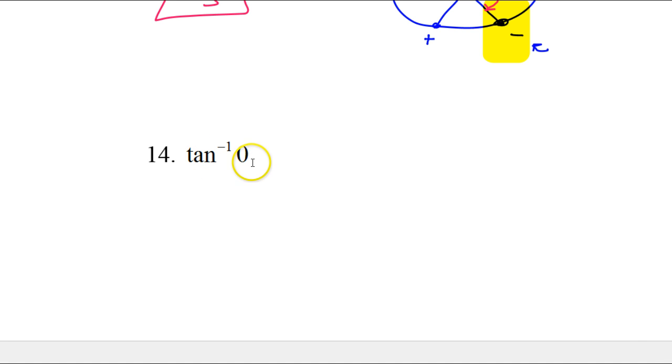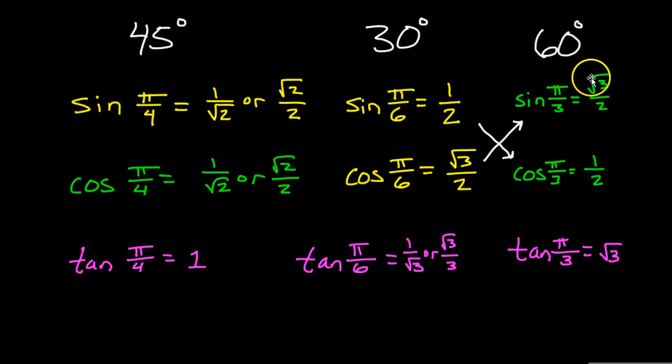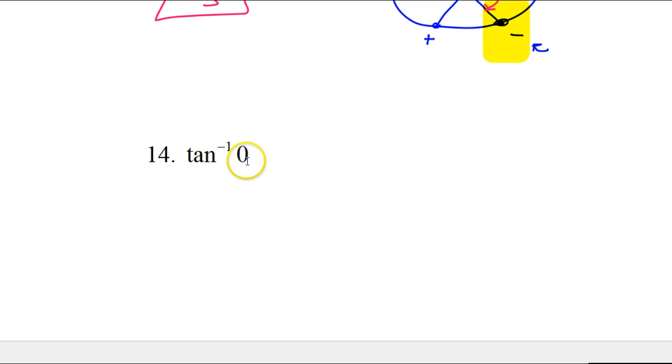Alright, and last one. The inverse tangent of 0. One more time, an inverse tangent is an angle. What angle is it? It's the angle whose tangent is 0. So the tangent of what angle is 0? Now this is not on the chart. There are no 0 answers on here. We must be talking about a quadrantal angle.